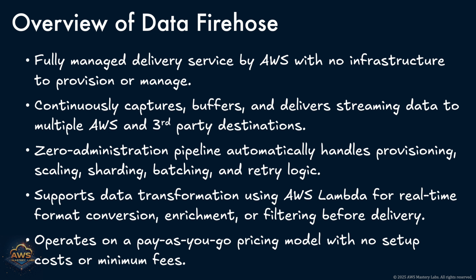Under the hood, Firehose is engineered for reliability and durability. It guarantees at least once delivery and automatically retries failed deliveries. And if needed, you can back up all incoming data to Amazon S3 before any transformation or delivery, ensuring nothing is ever lost. Finally, Firehose operates with a pay-as-you-go pricing model. There are no upfront costs or long-term commitments. You only pay for the volume of data you process and any optional transformation or format conversion. That makes it accessible and cost-effective whether you're a startup handling gigabytes or an enterprise managing petabytes.